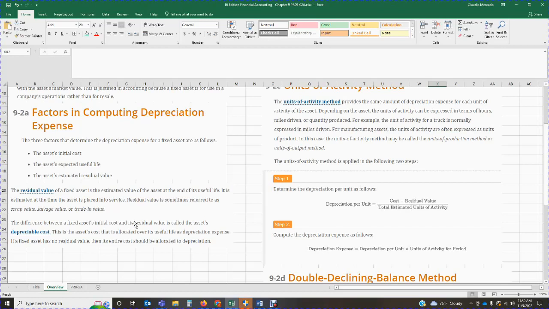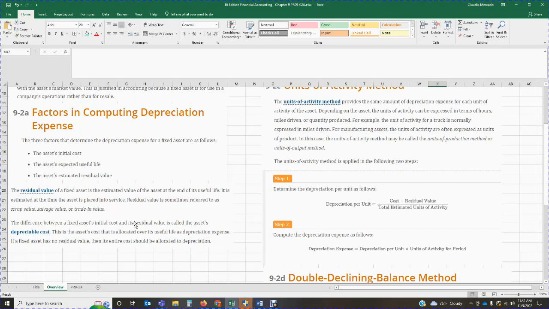Residual value of a fixed asset is basically the estimated value of the asset at the end of its useful life. So let's say you buy a car, you're going to depreciate it over 5 years. At the end of those 5 years, is that car worth something? If you think that car is worth something, you're going to be able to sell it for $3,000, then that residual value will be those $3,000.